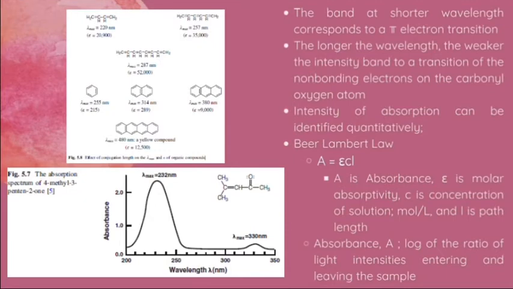The band at shorter wavelength corresponds to a pi electron transition. The longer the wavelength, the weaker the intensity of the band, corresponding to a transition of the non-bonding electrons.